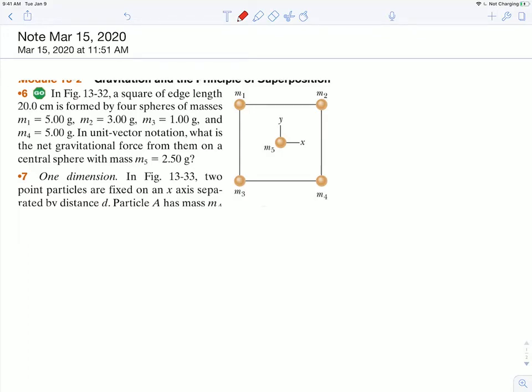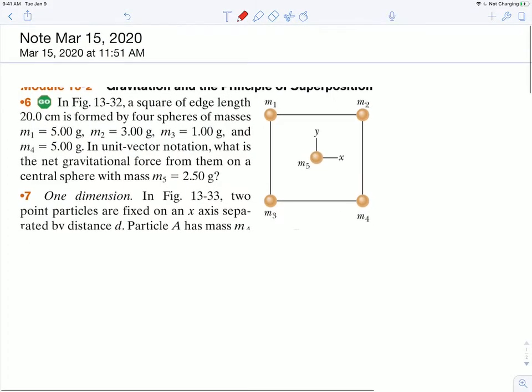Okay, so here we are. We're going to look at number 6 first. And 6 says basically we're looking for the net gravitational force on the central sphere, so the net gravitational force on M5. We know the mass of everything. We know the distance of everything. So this is just a pretty simple plug and chug.